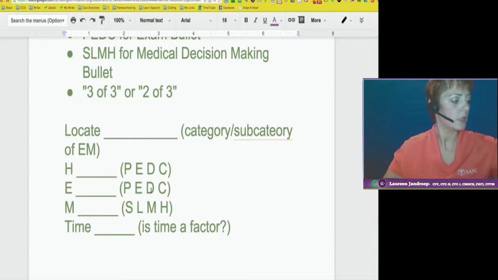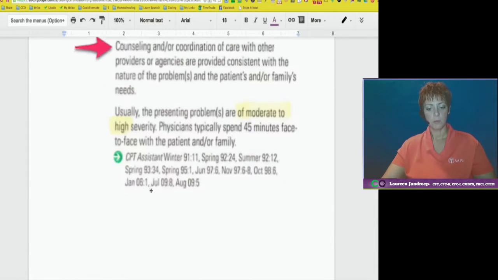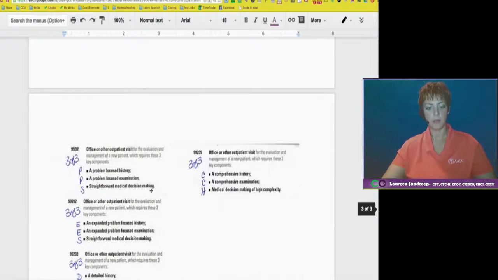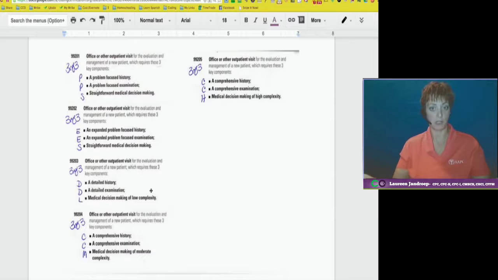Okay. So now let's look at them as a group. So we've narrowed it down to, we're dealing with a new patient. So there's a new office patient. So there's only 5 choices, or what people like to call levels, and that's why this is called leveling. So we've got 99201, also known as level 1.